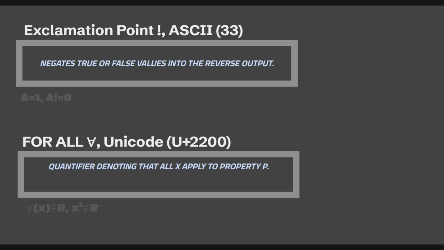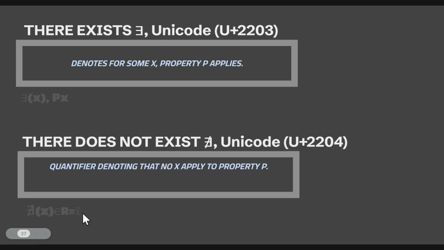For all denotes a universal quantifier, denoting that all x apply to property P. For example, in a real number system, x squared does not belong to the negative set of real numbers. There exists denotes for some x property P applies. There does not exist is a shorthand for there exists but negated, and can also be written as the existence quantifier with an exclamation point.